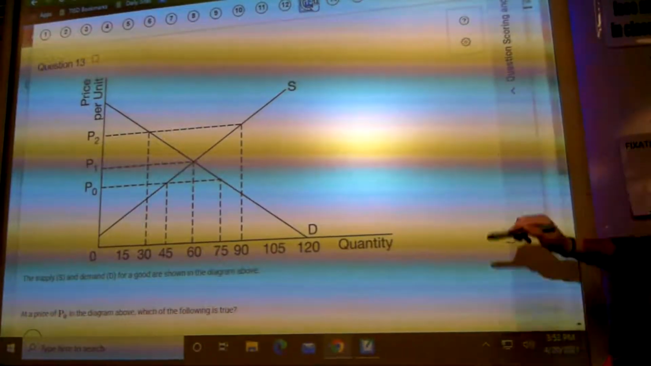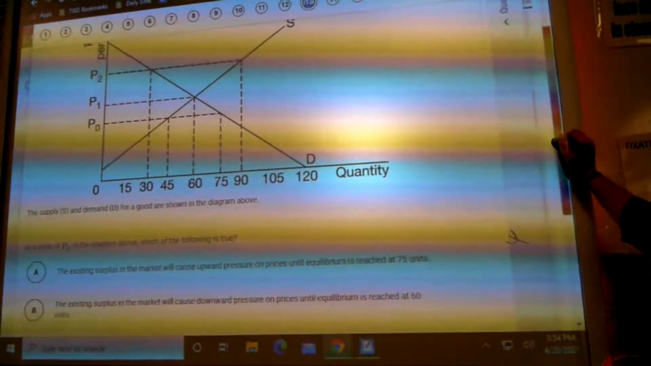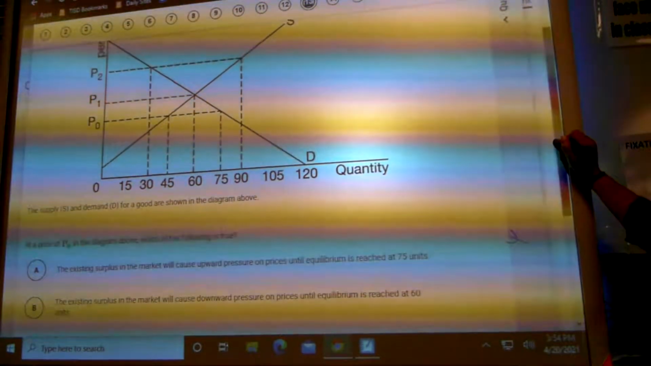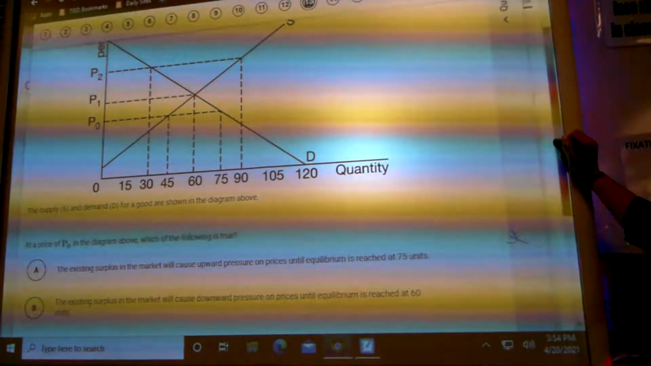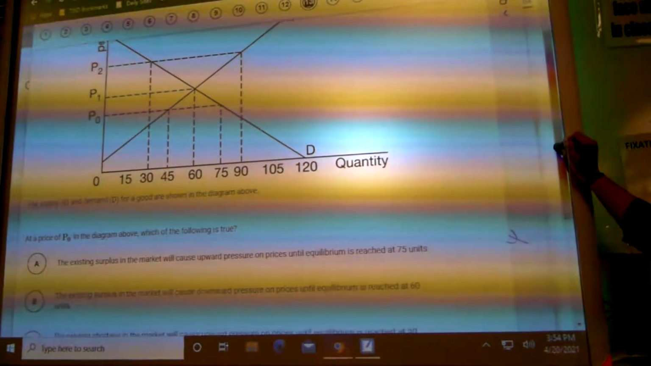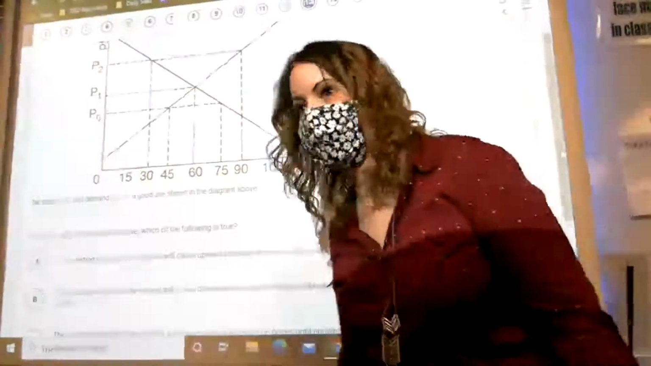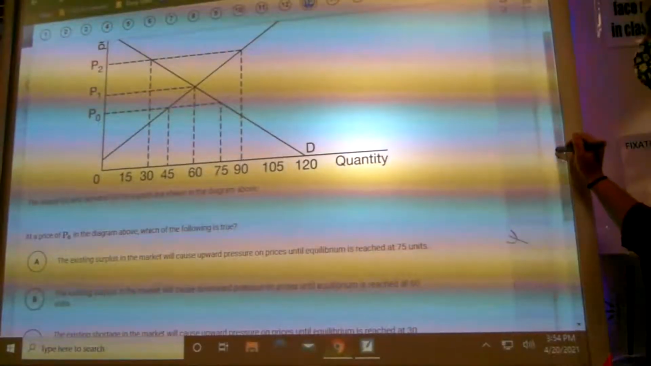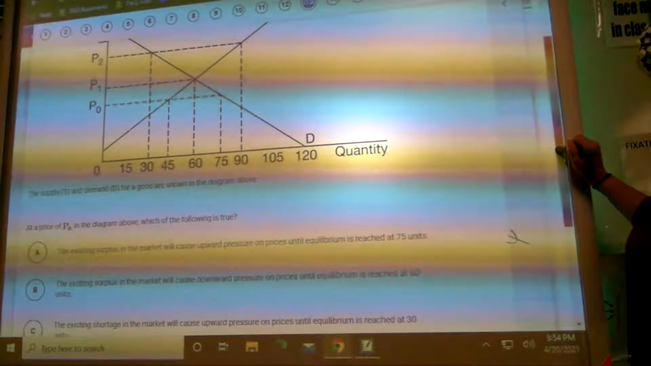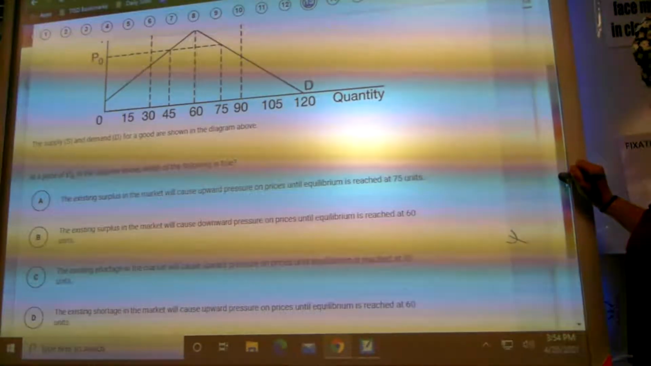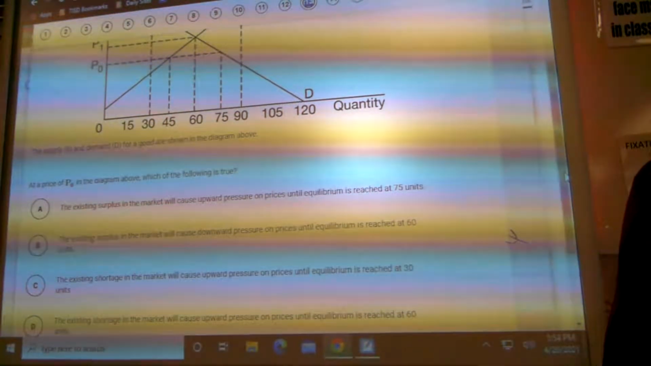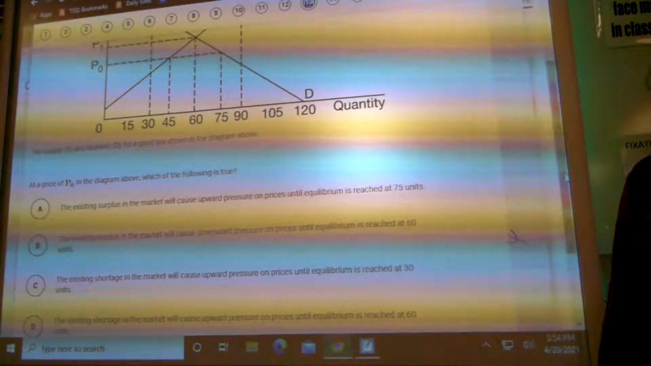Ooh, graph. Look at this. The supply and the demand for a good are shown in the diagram above. At P naught, not P prime, and the diagram above, which of the following is true? Okay, so it's at P naught, so get a good look at that. It's the same thing we were talking about earlier. You don't remember it, just read the graph. There's too much, you can't see the graph. Oh, I get it.